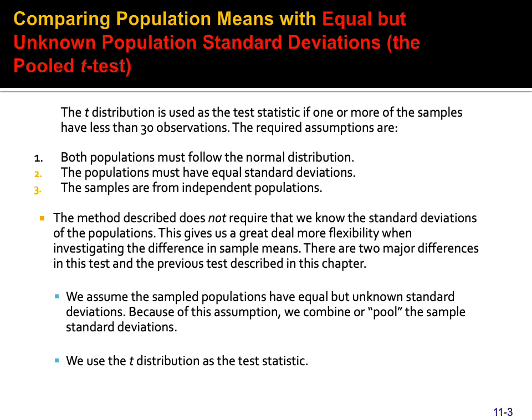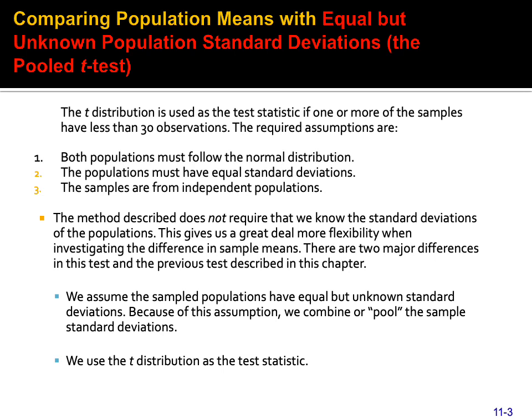In this case, the t-distribution is used. And if you have one or more samples that have less than 30 observations, the required assumptions are both populations must follow a normal distribution, which is an assumption you don't necessarily have to make. That's what was assumed when we look at the problems. The populations must have equal standard deviations, and the samples are from independent populations. The method does not require that we know the standard deviation of the population. This gives us a great deal more flexibility when investigating the difference in the sample means.